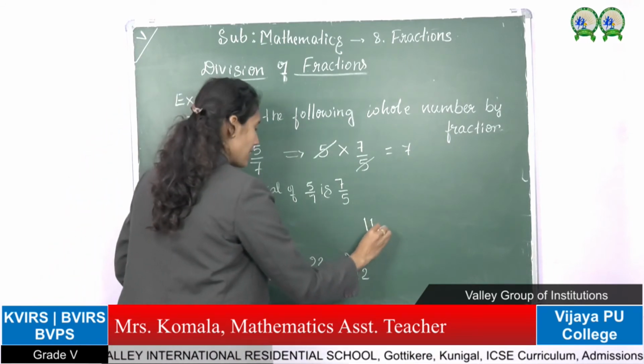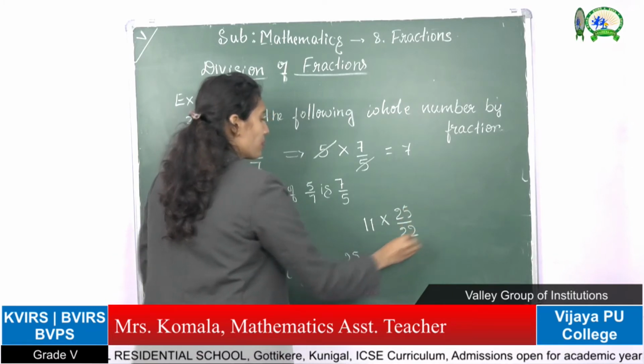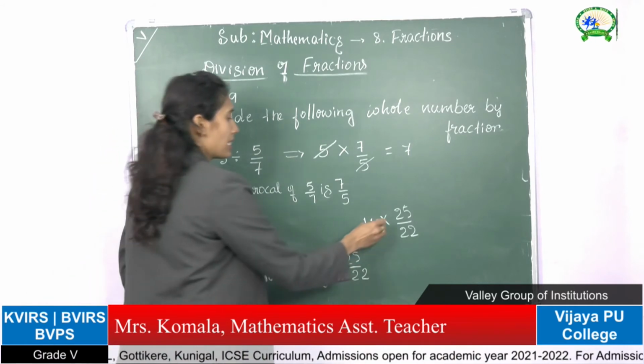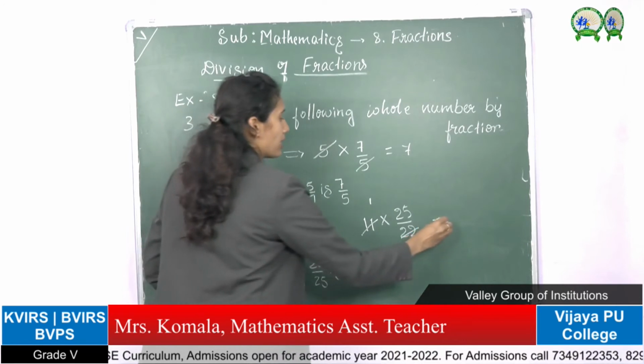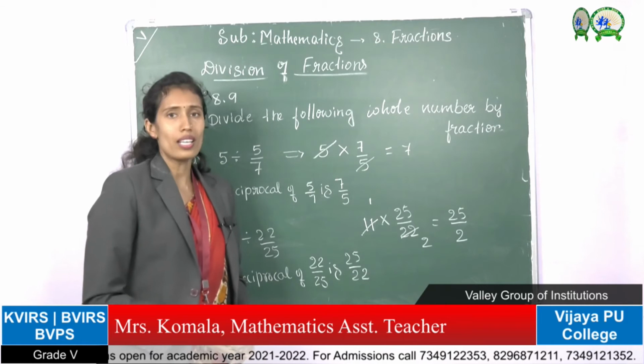Similarly, the divisor is 22 by 25, the reciprocal of this will be 25 by 22. So we can write it as 11 into 25 by 22. If there is a possibility of simplification, you can do it. Yes, we can. 11 ones are 11, 11 twos are 22. The answer is 25 by 2. This is the required answer.